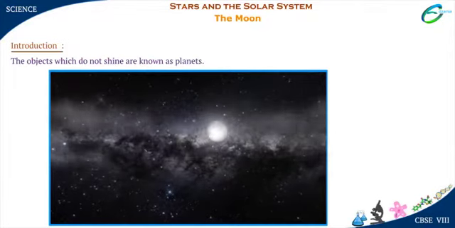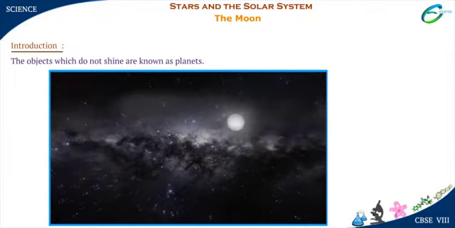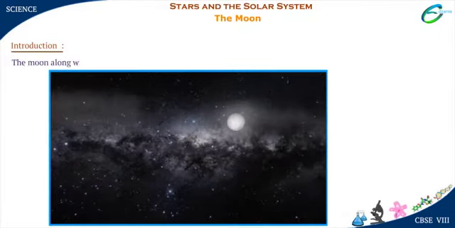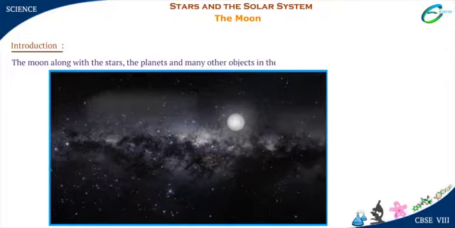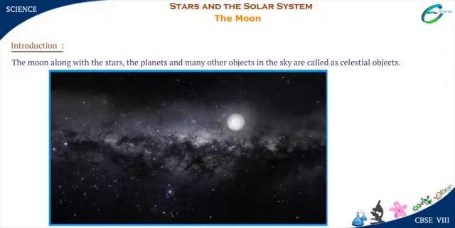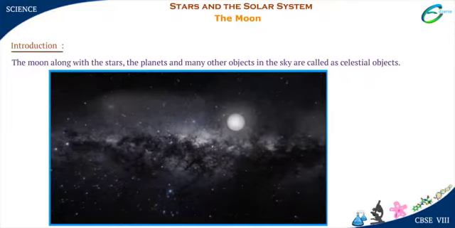As we can see, the moon is the brightest object seen in the sky. The moon, along with the stars, the planets, and many other objects in the sky are called celestial objects. We in this session will focus on the moon.